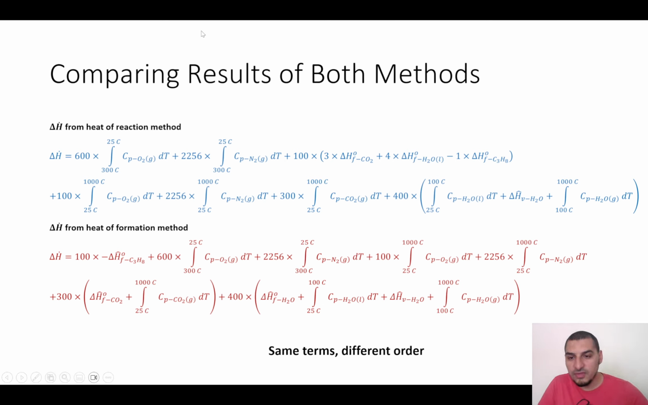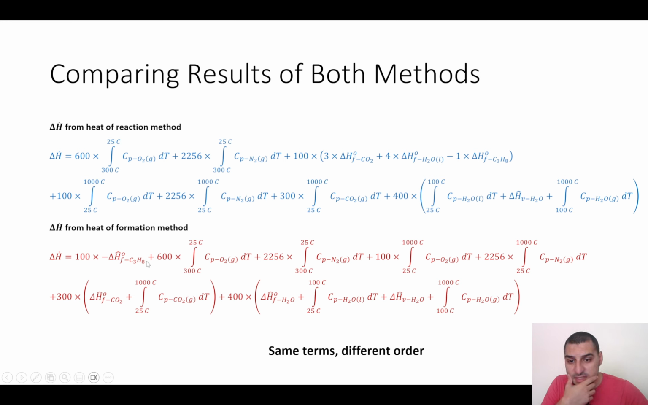So what we have here are the terms that we have for the heat of reaction method. I put everything together. This is the delta H1 for oxygen, for nitrogen. This is the heat of reaction, the extent of reaction multiplied by the heat of reaction calculated from the heat of formation. This is the excess oxygen in the product. This is the nitrogen in the product. This is carbon dioxide in the product. This is the water in the product. So this is delta H1, this is delta H2, this is delta H3.